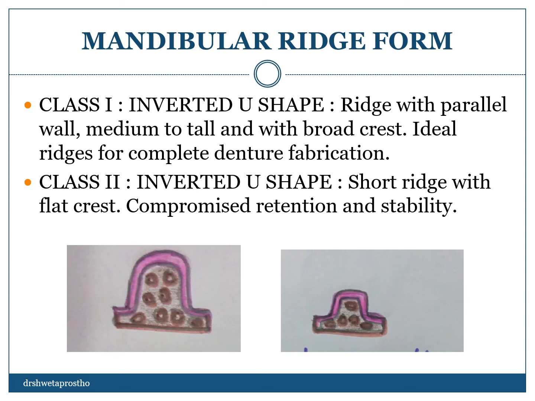Mandibular ridge form. The ridge form in cross section can be inverted U-shaped with good height, that is class 1, short inverted U-shaped, that is class 2, and the class 3 unfavorable ridges. Class 1 is the ideal ridge with parallel walls, medium to tall with broad crest. We can see this in the first picture. Class 2 is also inverted U-shape with shorter height, as we see in the second picture. Here, compromised retention and stability will be there as compared to class 1.